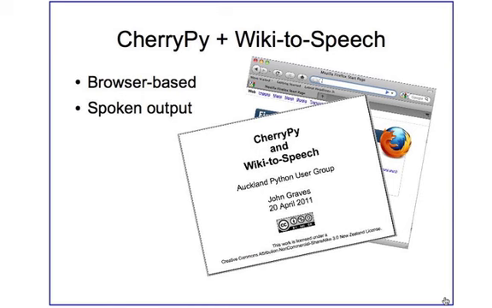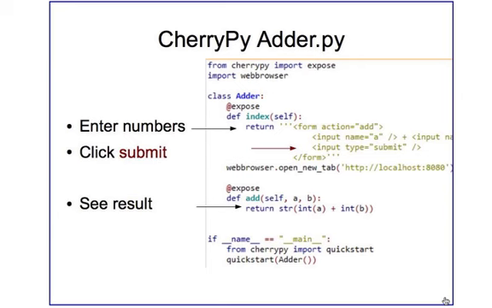The combination of CherryPy and Wiki-to-Speech yields a system for delivering a browser-based interaction which includes spoken output. This talk will introduce each part of this system and show how to author presentations like this one. This short example program, called adder.py, gives a demonstration of basic CherryPy.